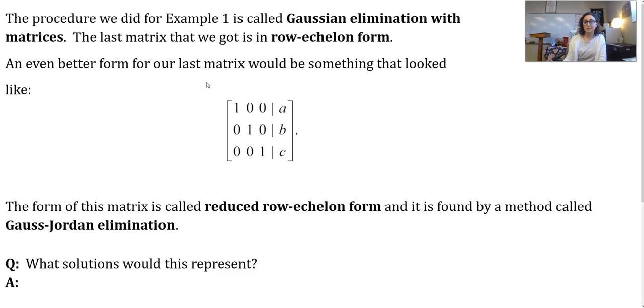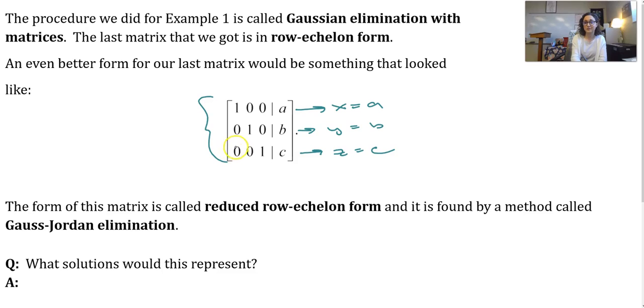We did row echelon. We got into row echelon form. An even better form, do you agree, would be this? This is called reduced row echelon form because look, this row would be 1x plus 0y plus 0z equals a. So this just tells me x equals a. This row tells me that y equals b. And this row tells me that z equals c, right? So this is an even better form.